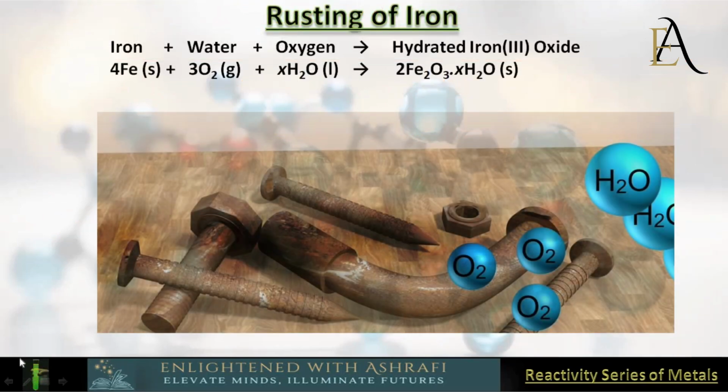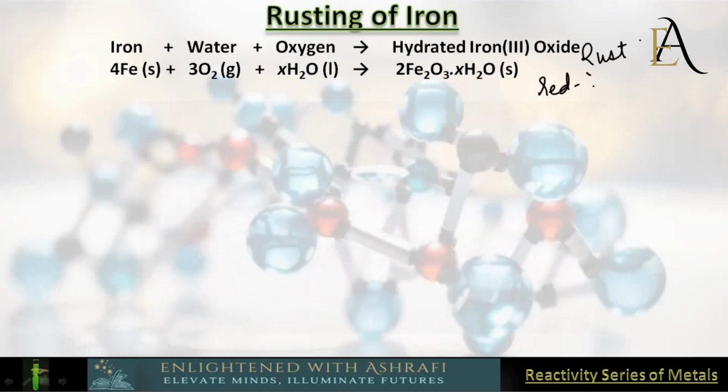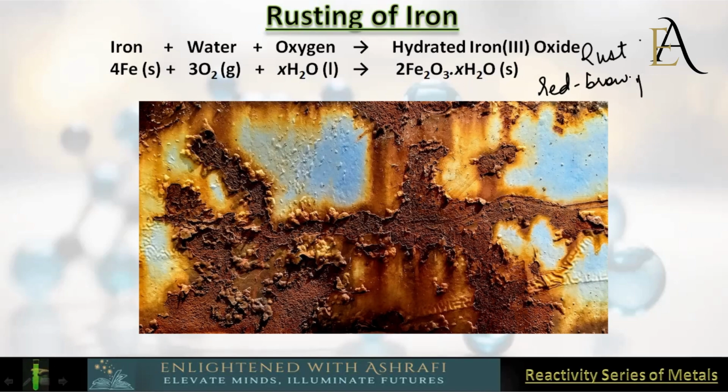Rusting of iron. When iron reacts with water and oxygen, it forms hydrated iron 3 oxide. This hydrated iron 3 oxide is known as rust. It is a red brown powder.